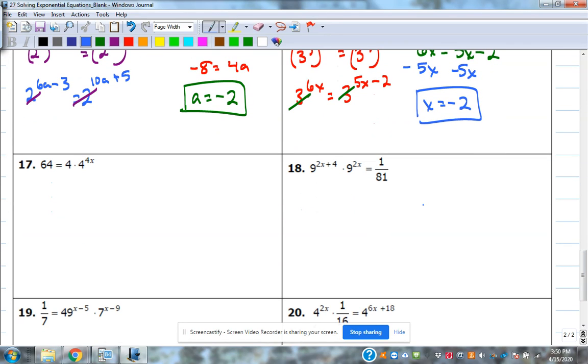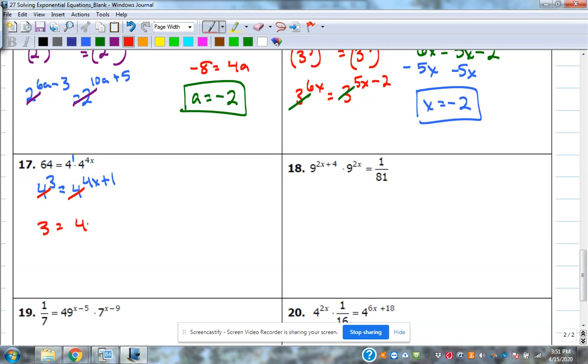All right, number 17 is a little bit more difficult because you've got more than one thing on the right-hand side, and it's a base 4. So I've got to remember that this 4 here has a 1 exponent, and the rule for multiplying things with the same base is you add exponents. So this is really 4 to the 4x plus 1, and then 64 is 4 to the third power. So remember that from our sums and differences of cubes. And now I've got the bases the same.